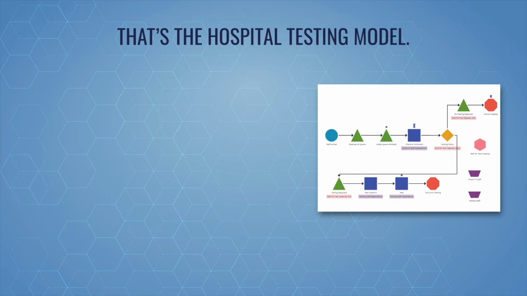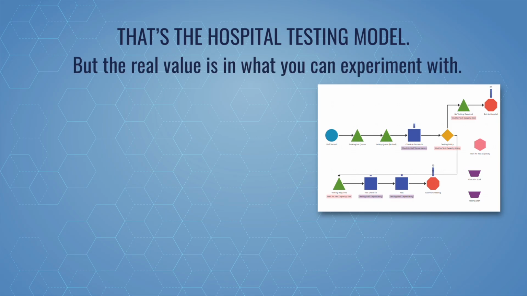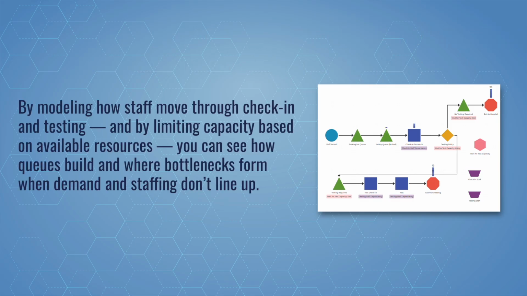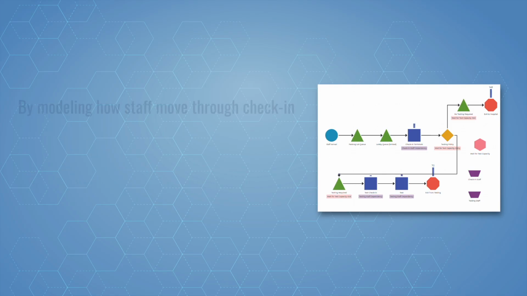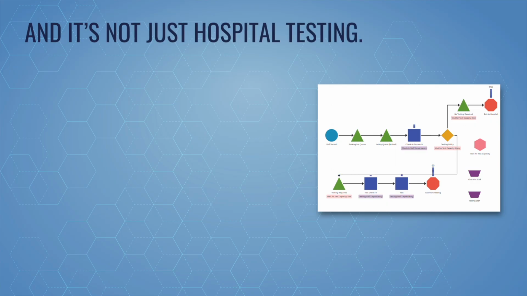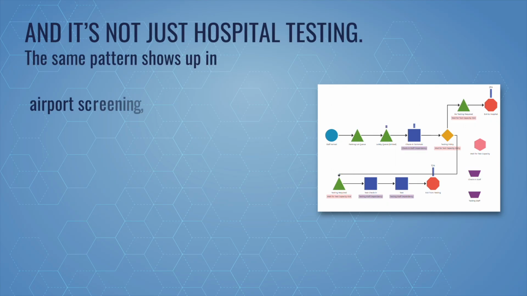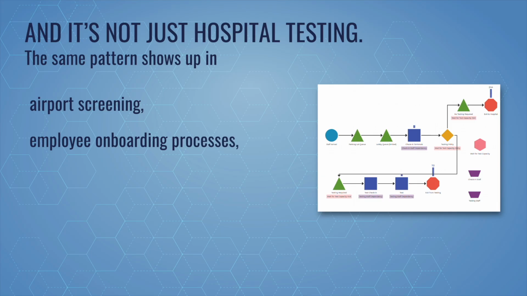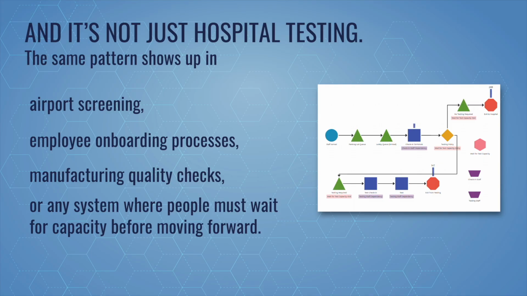So in a nutshell, that's the hospital testing model, but the real value is in what you can experiment with. By modeling how staff move through check-in and testing, and by limiting capacity based on available resources, you can see how queues build up and where bottlenecks form when demand and staffing don't line up. And it's not just hospital testing. The same pattern shows up in airport screening, employee onboarding processes, manufacturing quality checks, or any system where people must wait for capacity before moving forward.